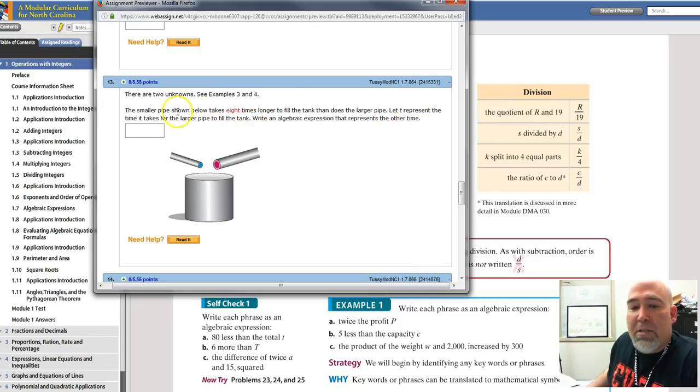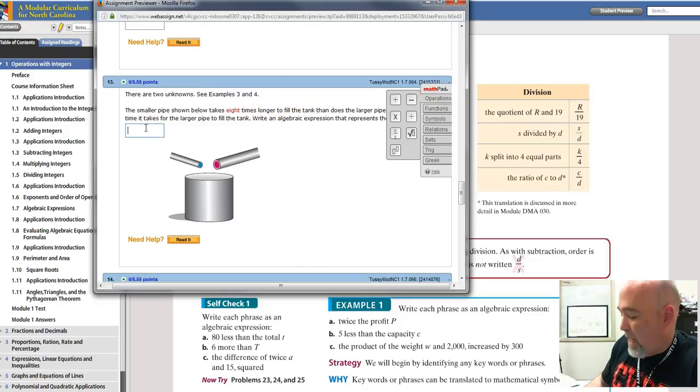So let T represent the time it takes for the larger pipe to fill the tank. So if T is the larger pipe, and I know it's going to take the smaller pipe a longer time, what would that amount of time be? It does say 8 times longer. So times is the idea of 8t. We're multiplying. So if it takes 5 minutes with the large pipe, it's going to take 8 times as long with the smaller pipe, so 40. 8 times 5 is 40.